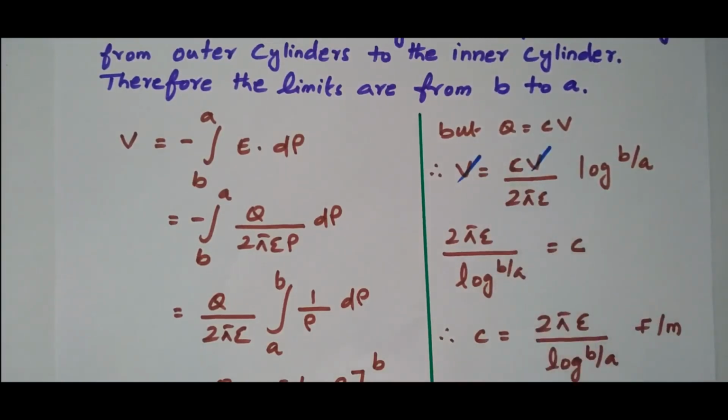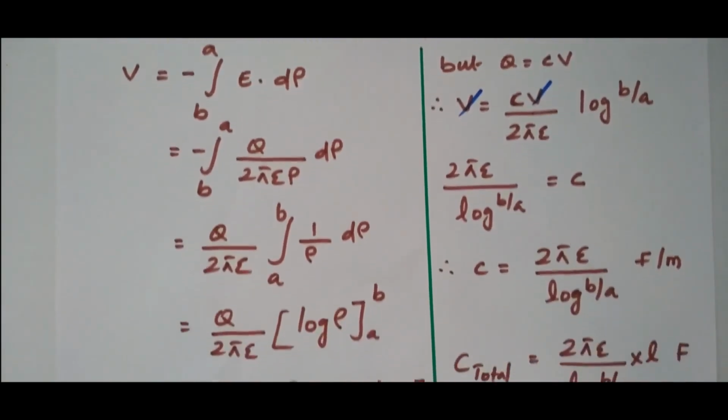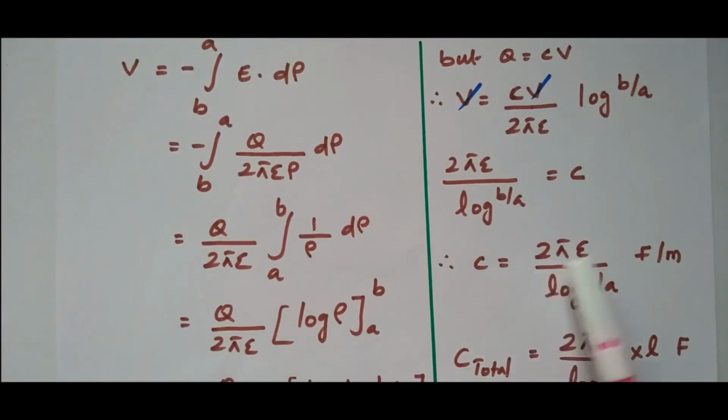So this V, V got cancelled. Bring this term to the numerator and bring the log b by a to the denominator, right? 2 pi epsilon is brought into the numerator, log b by a is brought into the denominator. So C equals 2 pi epsilon divided by log b by a, right? The unit is farad per meter, because here we consider only 1 meter length of cable. So the unit is farad per meter, 2 pi epsilon divided by log b by a.